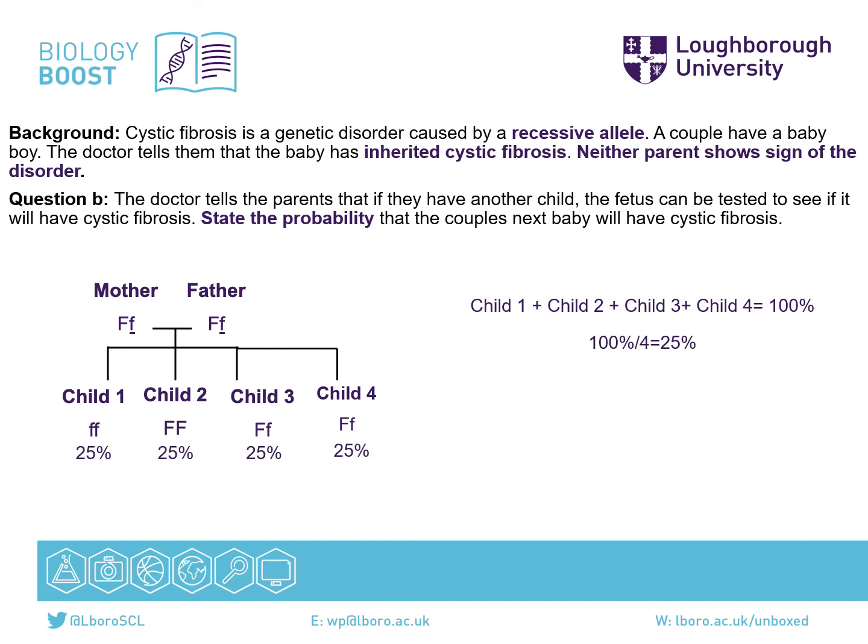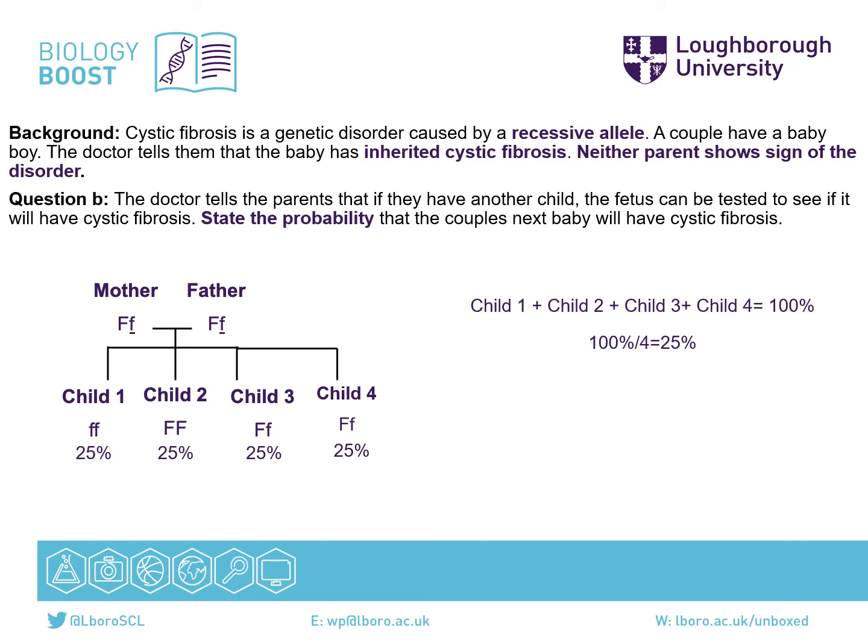So there's a 25% chance of having a child with a capital letter F and a capital letter F, as follows. Now, as you can see, child 3 and child 4 have the same combination. So therefore, you can add those together. So there's a 50% chance of a child having a capital letter F and a lowercase letter f. But there's still only a 25% chance of them having a capital letter F and a capital letter F, and a 25% chance of them having a lowercase f and a lowercase f, as seen on this diagram.